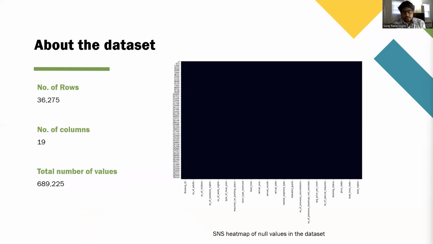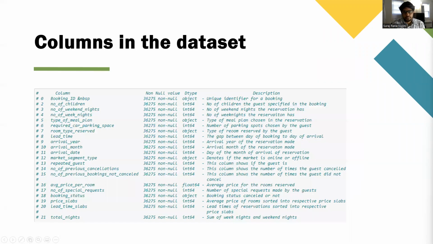So about the dataset, this dataset has been collected from Microtel BWI with the permission from the manager. It has 36,275 rows and 19 columns. Now looking at the heat map, this is a Seaborn heat map, we can see that there's no white spot on the heat map, which means that there are no missing values. There are no null values.